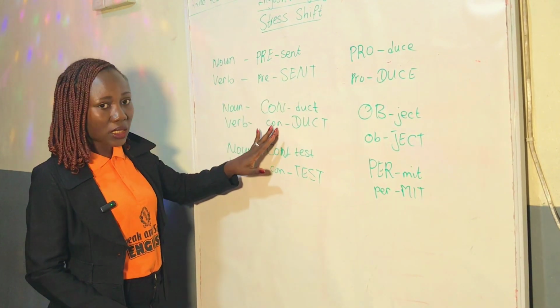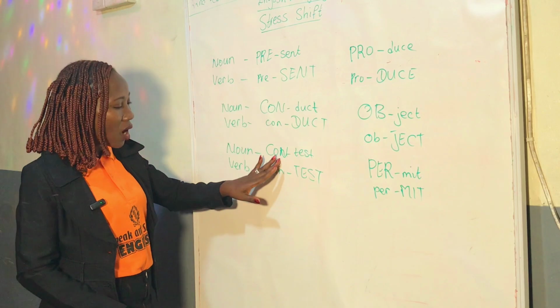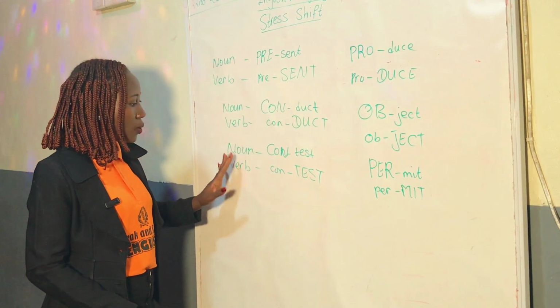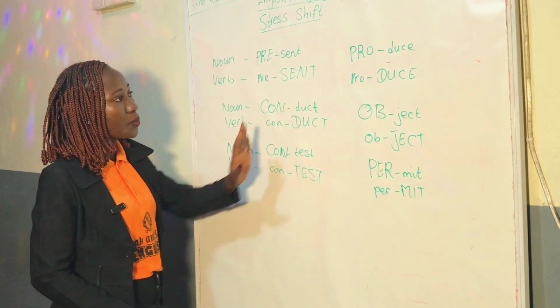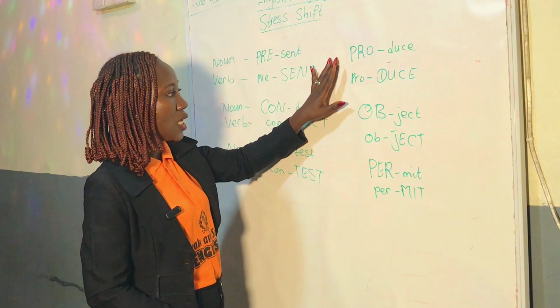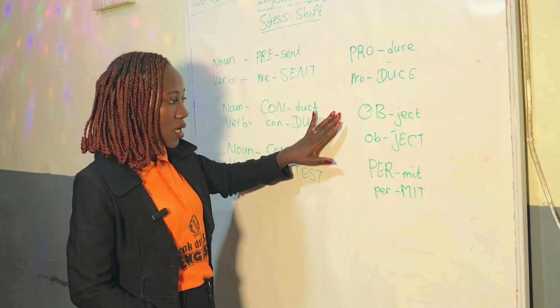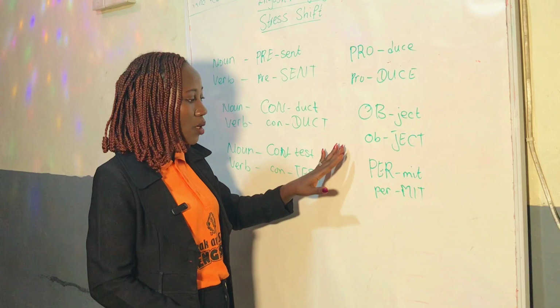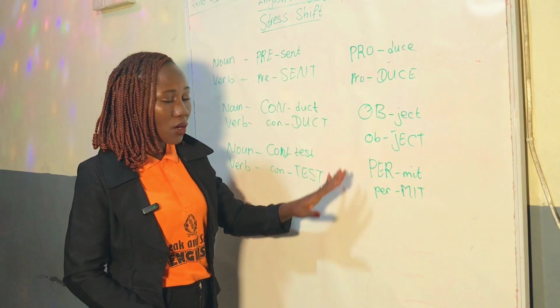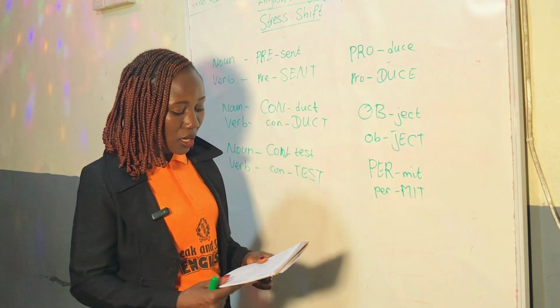And we got some word examples like present serving as a noun, present serving as a verb, conduct serving as a noun, conduct serving as a verb, contest serving as a noun, contest serving as a verb, produce serving as a noun, produce serving as a verb, object serving as a noun, object serving as a verb, permit serving as a noun, permit serving as a verb.